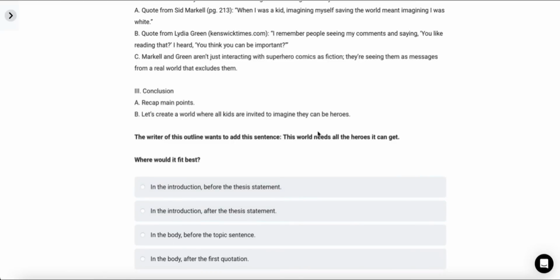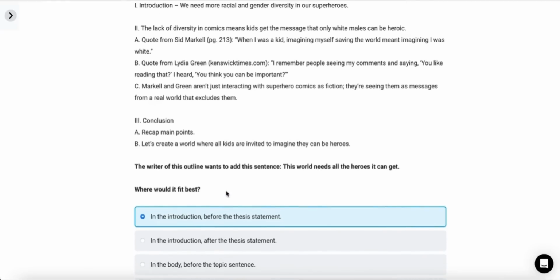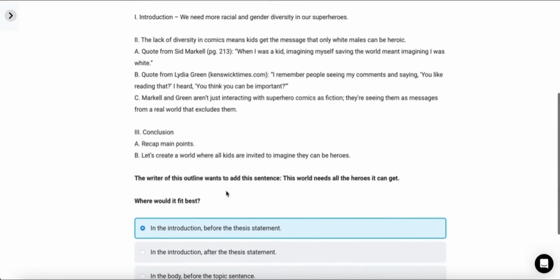So where do you think would be the best place for it to go? Since it's a broad statement, it should go before the thesis statement. Generally, you want to start pretty broad and then narrow into a specific idea. So it would read, this world needs all the superheroes it can get. We need more racial and gender diversity in our heroes.